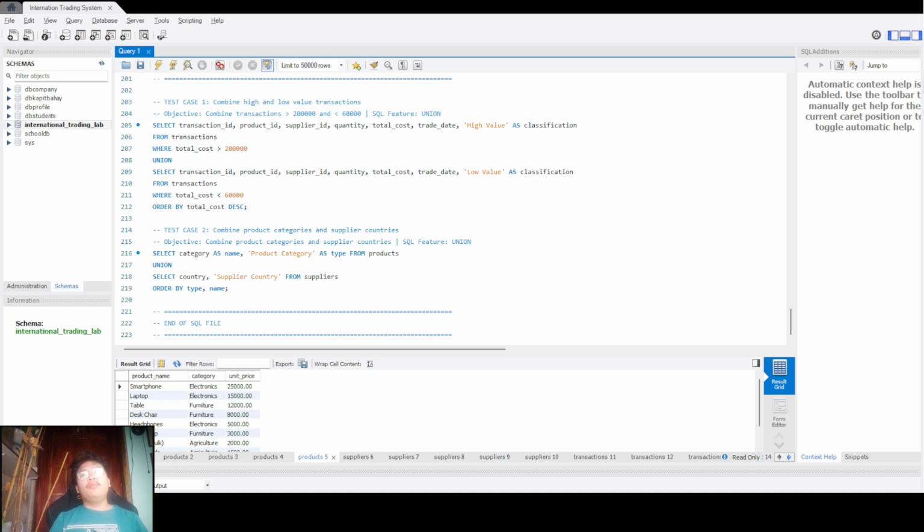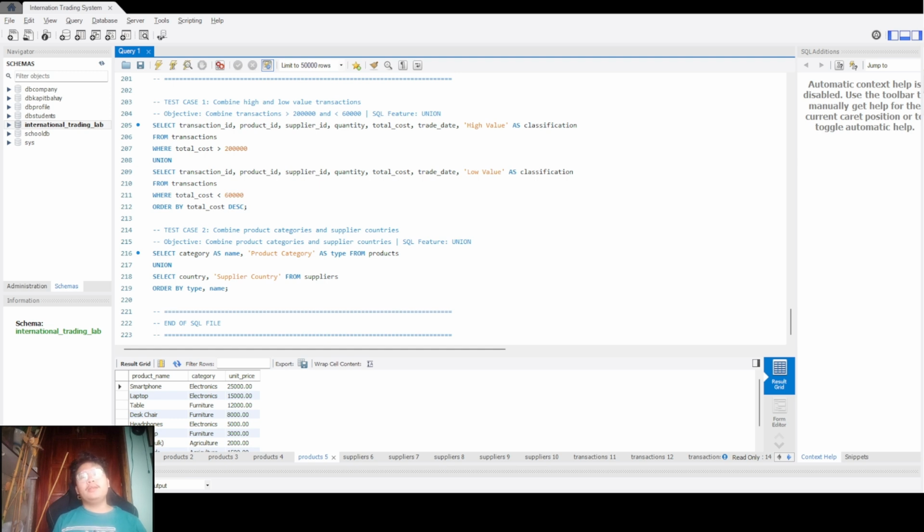So that completes all 20 test cases from the International Trading Management System. To summarize what we covered: the first one is database and table creation with proper structure. The second one is data insertion: 10 products, 8 suppliers, 15 transactions. The third one is select queries to retrieve data.